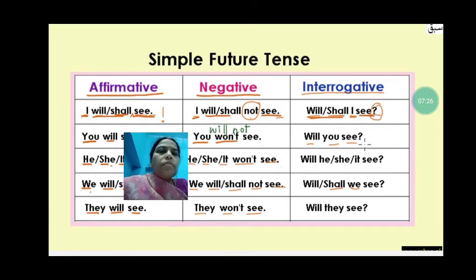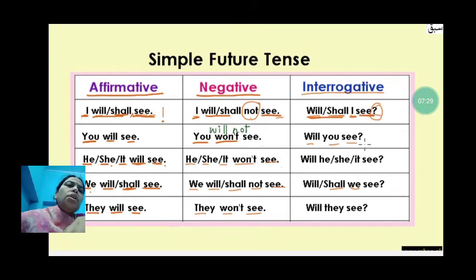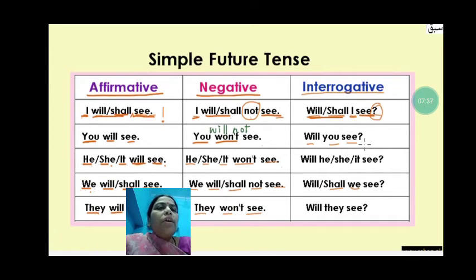Okay, now with you: you will see, you will not or you won't see. Will you see? Okay, then he, she or it will see. With he, she, it we use will. With you also we use will. But with I we can use will or shall both. Then he, she or it won't see. Then will he, she, it see? Means will he see, will she see or will it see. It's not that together we will say he will see, she will see, it will see, like that.